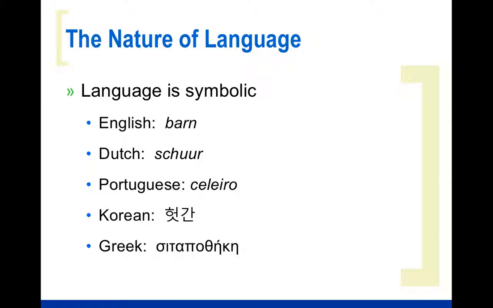So the word, if you actually look at the word itself, that is the symbol. Language is symbolic because it might look different. All 5 of these languages have a different symbol for barn. However, all 5 of these things still mean barn. It's just that the symbols are associated with these different languages.